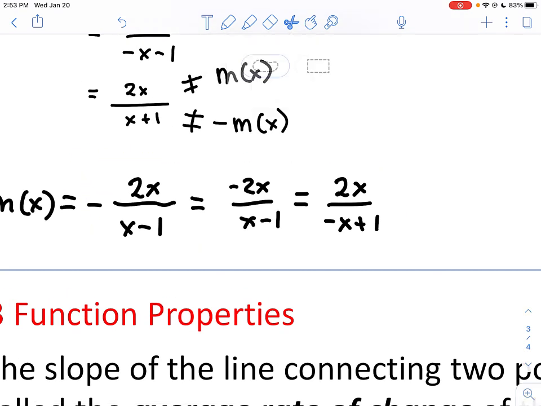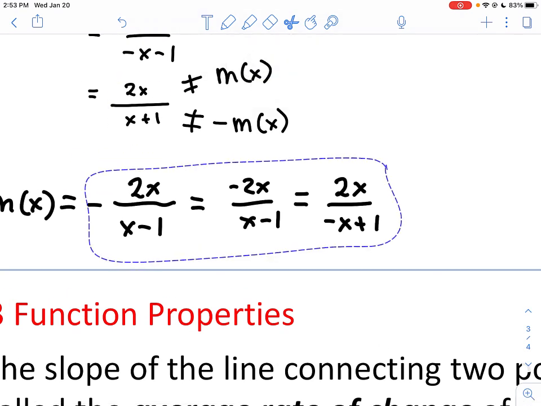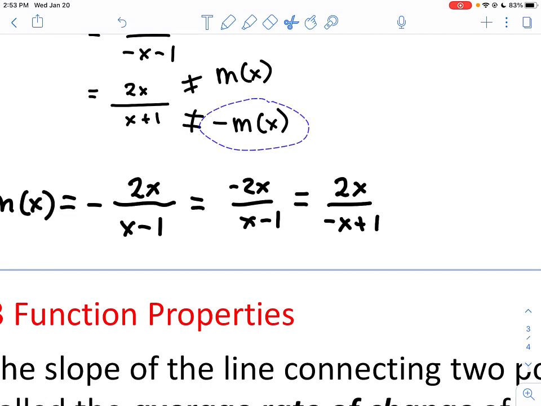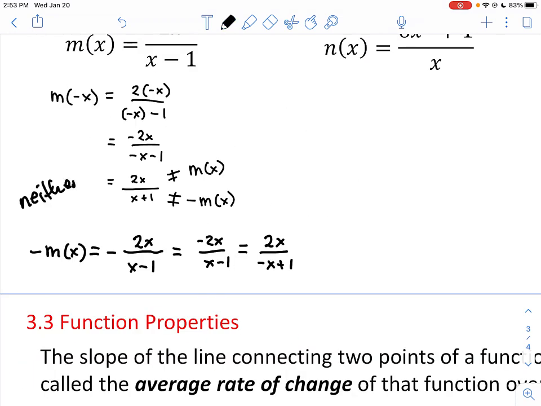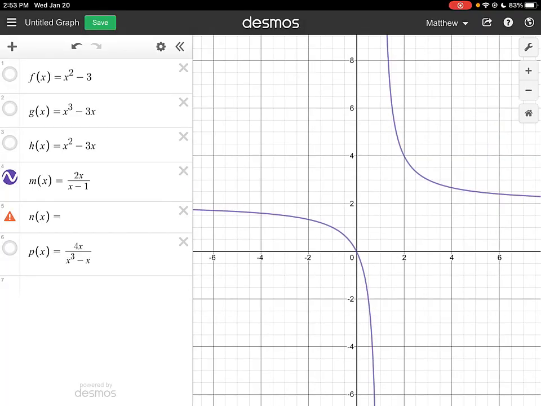And notice our result here is none of these three. That's why I'm able to say it's not the opposite of the original either. So this is a neither situation again. Here's the m function. If you reflect this graph around the y-axis, it will not match itself. If you revolve this graph 180 degrees around the origin, it will not match itself. So it doesn't have an even symmetry or an odd symmetry.